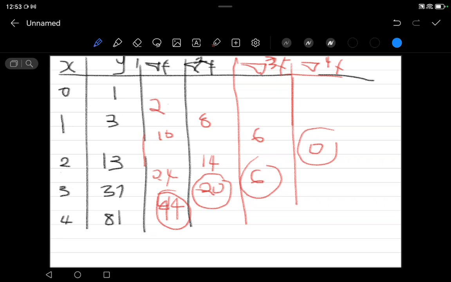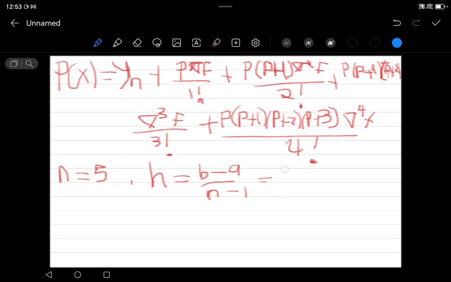b is the last value of x, and a is the first value of x. So the last value of x is 4, and the first value of x is 0. So it's going to be 4 minus 0 over n minus 1, and n is 5. Therefore, our h is 4 minus 0 which is 4, over 5 minus 1 which is 4. So h is equal to 1.